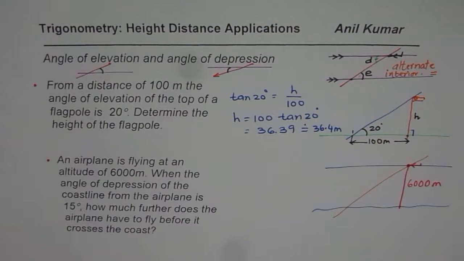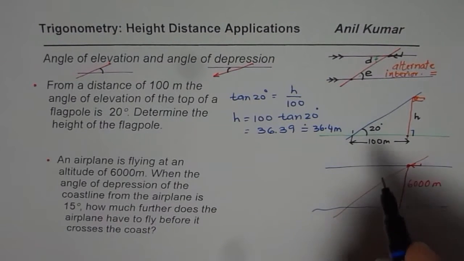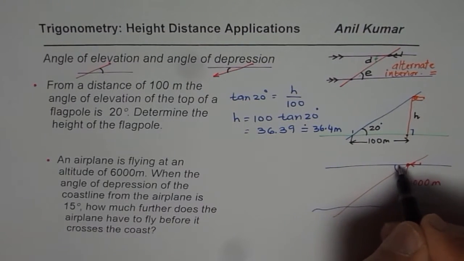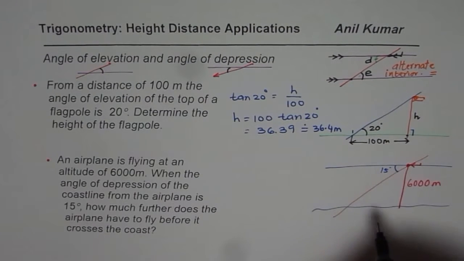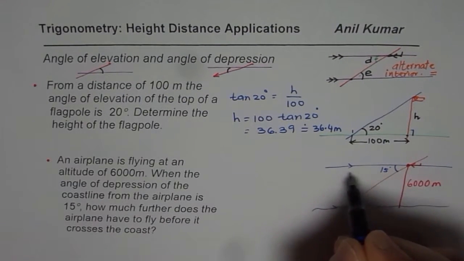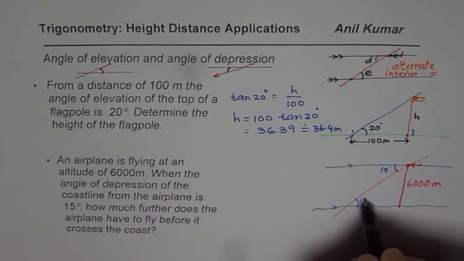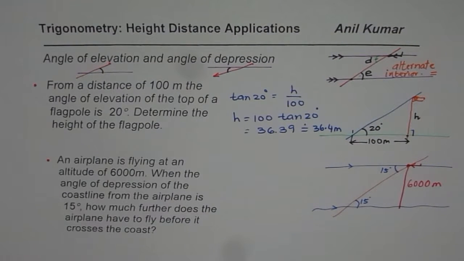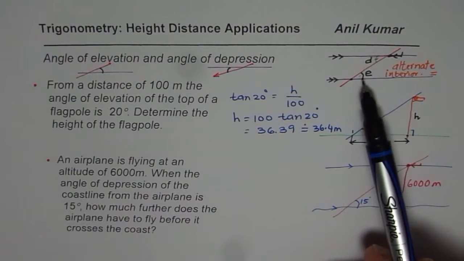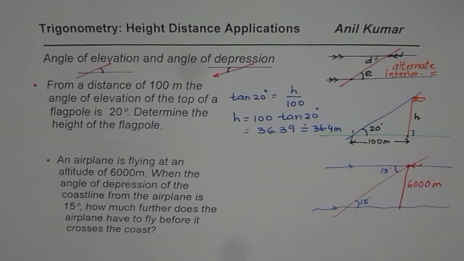Angle of depression is given to you. How much is that? 15 degrees. Remember, it is always with the horizontal, correct? Now since we know these two are parallel lines, so this angle is also 15 degrees. You get an idea. So that is why I said that Z pattern is kind of important to understand.